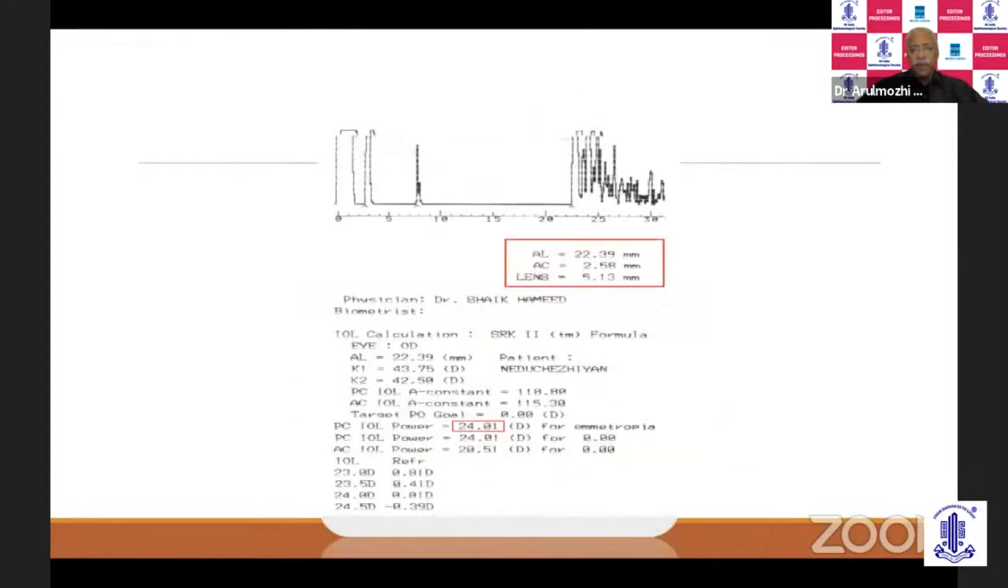You can see here, whenever you get the readings, please look at the spikes. They should be almost of the same height. Look at the axial length. Do look at the AC every time and the lens thickness. Don't just look at only the axial length.